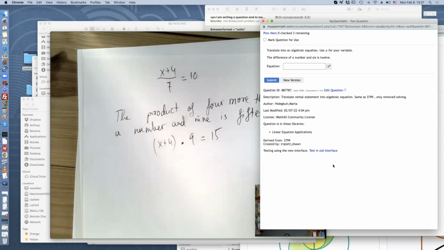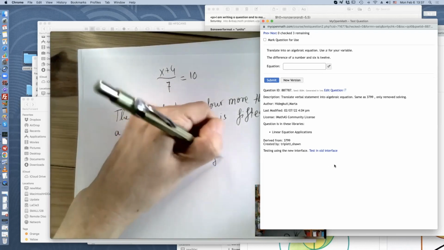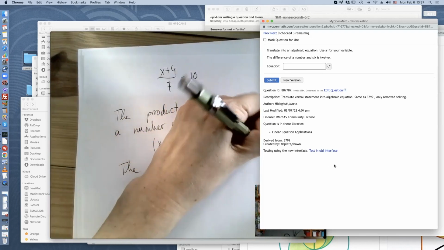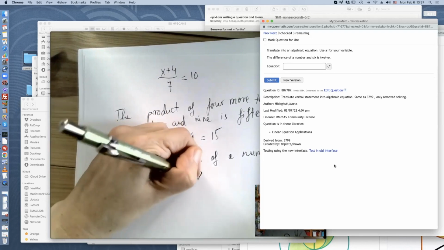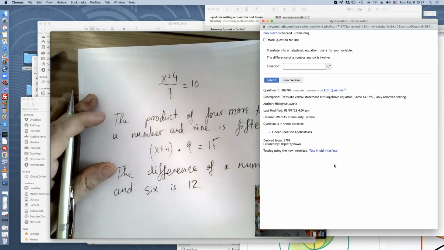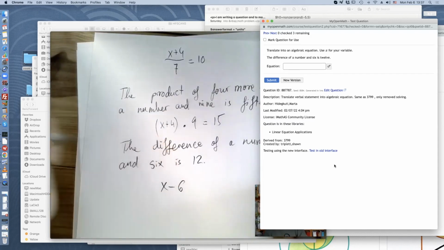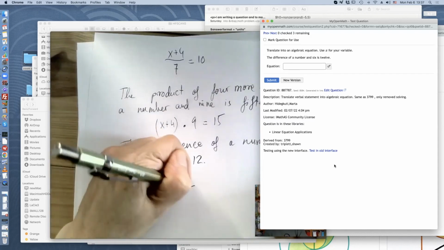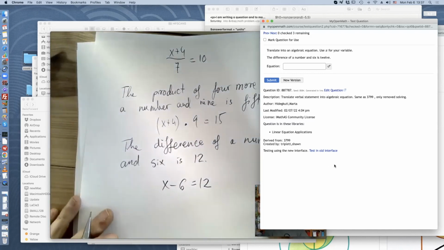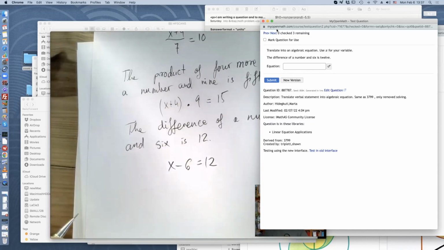All right, next up. The difference of a number and 6 is 12. Yes, and you got it in the right order. The difference of a number and 6 is x minus 6, and that equals 12. Okay, good.